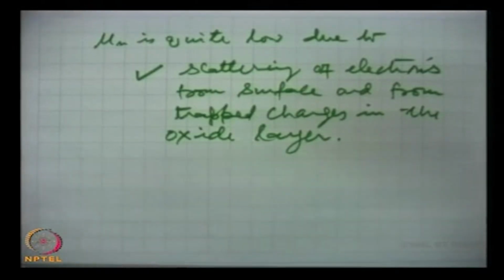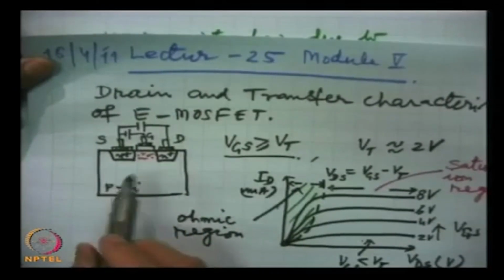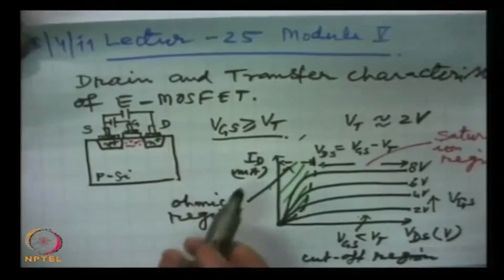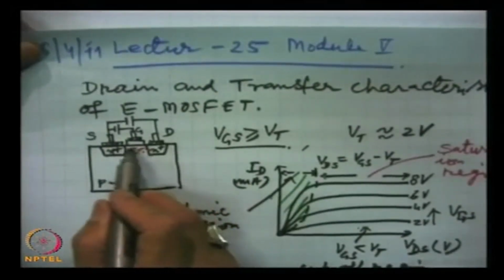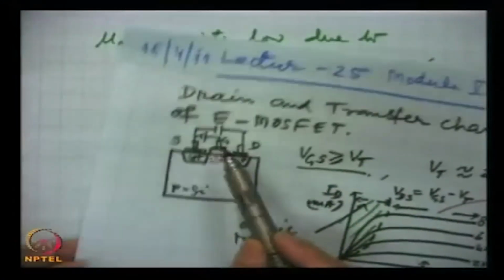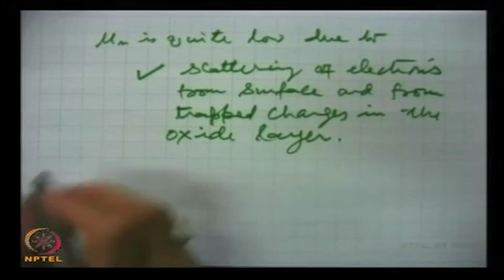What we are saying is that the mobility of electrons in the bulk material is around 1500 centimeter square per volt second, but here this is a very thin layer. So we talk of the surface mobility mu n, which is around 600, much less, and the reason is the scattering of these electrons from this surface and from the trapped charges in the oxide layer.